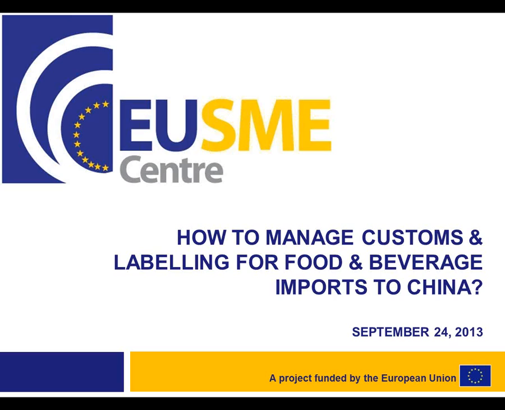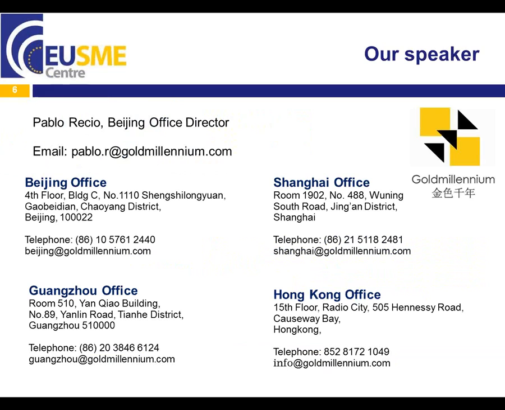Now, the EU SME Centre receives many inquiries from producers and exporters of food and beverage products, and so today this is the sector that we will focus on, specifically how to get your goods through Chinese customs. So today you will learn about Chinese standards, labelling requirements and regulations, and also some tips and best practices to help smooth this process. Without further ado, I'd like to pass over to our expert speaker of today, Pablo Recio.